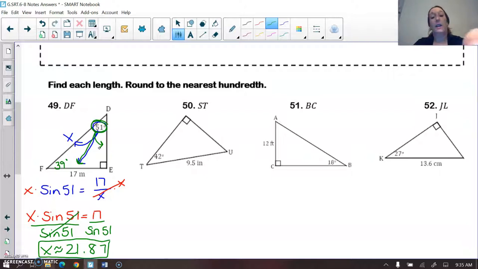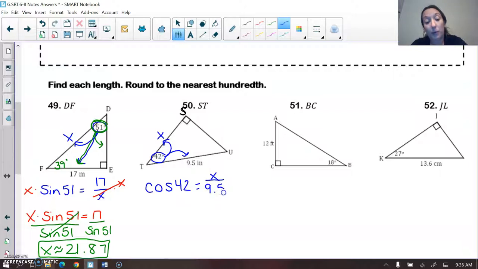Number 50 asks us to find ST, and sorry, S got cut off, it's up here. So I'm going to label ST as X, and then using the angle that I was given, X is the adjacent side, and we're given the hypotenuse. So the ratio adjacent over hypotenuse would be cosine. So I'm going to do the cosine of that 42-degree angle, and that would equal my adjacent over my hypotenuse.